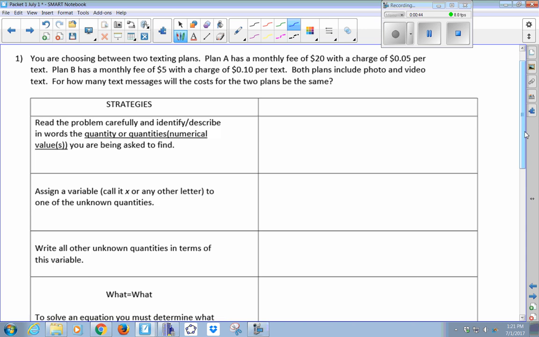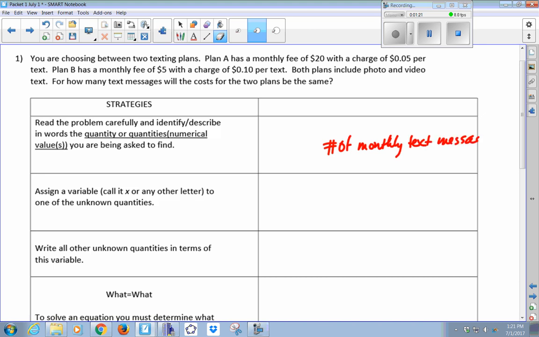So let's take a look at how we would start a problem like this. Again, you want to be able to read the problem carefully and then describe what it is that you're being asked to find. In this particular problem, we're being asked to find the number of text messages. So that's where I start off. I just decide what it is I'm trying to find: the number of monthly text messages. And we're trying to find this number so that the cost for each plan will be the same.